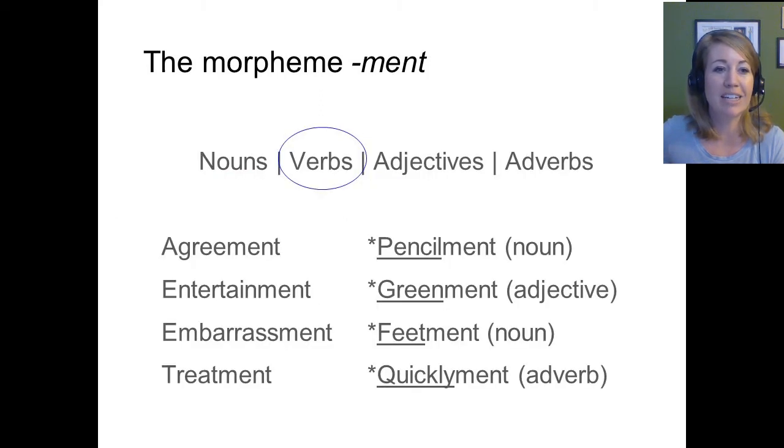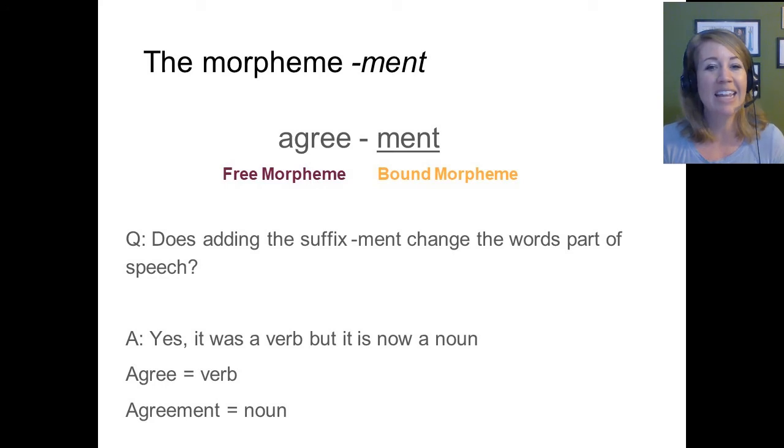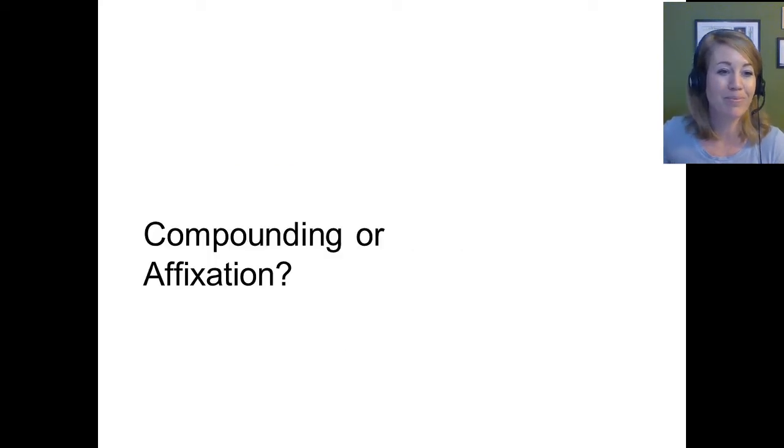So the morpheme ment, I just told you, can only attach to verbs. Think about those words on the left. Agree, entertain, embarrass, treat. Those are verbs. Whereas on the right, we can't have pencilment because ment can't attach to a noun. It can't attach to the adjective green or the noun feet or the adverb quickly. It can only attach to verbs. So that begs the question, does adding the suffix ment change the word's parts of speech? And the answer is yes. It was a verb. Agree is a verb, but now it is a noun. Agreement is a noun.